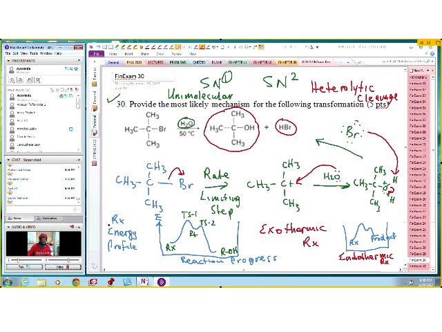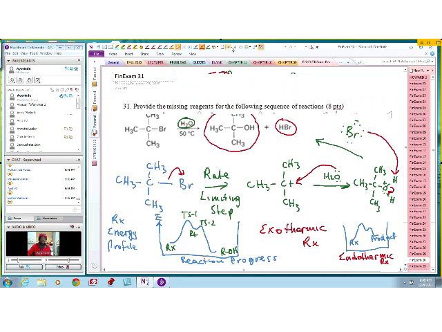Before I lost the internet connection, I was going to tell you that this is a classic SN1 reaction mechanism. So let us go to the next one.